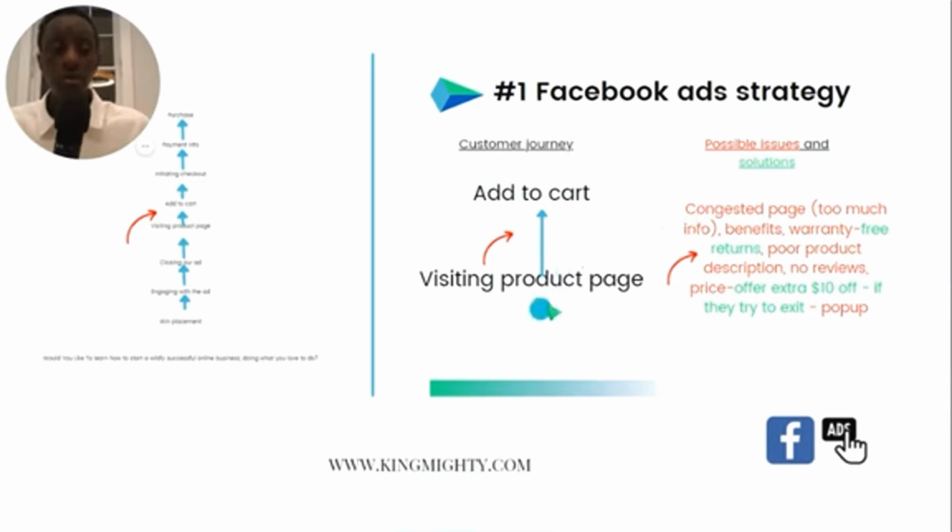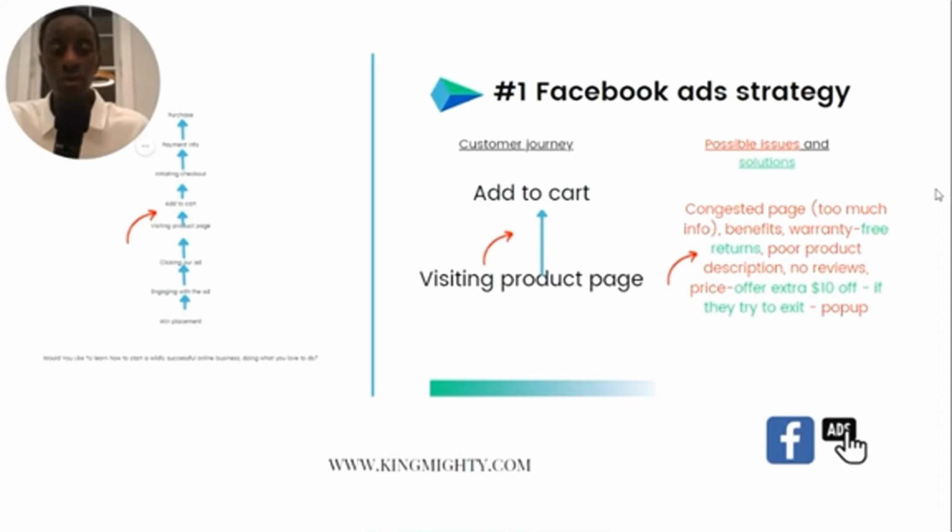So somebody has visited your product page. What could prevent them from getting added to the cart? That's the step where we are. And the possible issues are congested page. Maybe there's too much information. Maybe there is not enough benefits, or there are no benefits. So you can add the benefits. Maybe it's the warranty, and they are thinking of the returns. You can offer them free returns, right? And you can make that bold on the page, and you say, well, 30-day return policy applies for undamaged products, something like that.